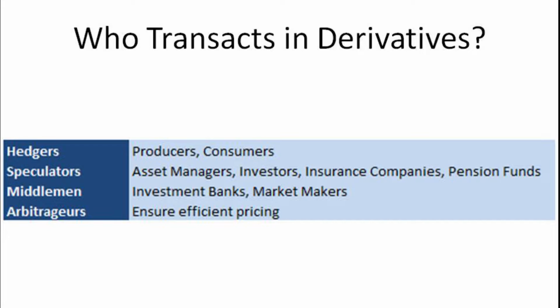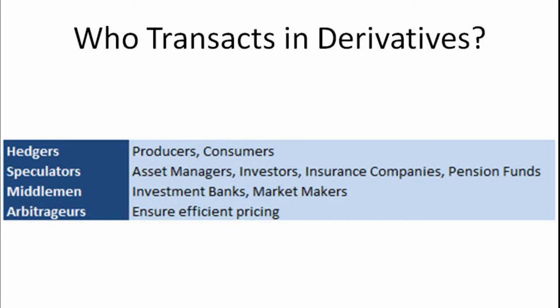So should the two of them transact with each other and fix a price in advance, that would be a form of derivative, and both of them would be hedging. One is hedging the risk of the price falling, and the other is hedging against the risk of the price rising. The next group we have are speculators, and speculators are really people who don't have a natural reason to be in that given market, and they're really there trying to make a profit.